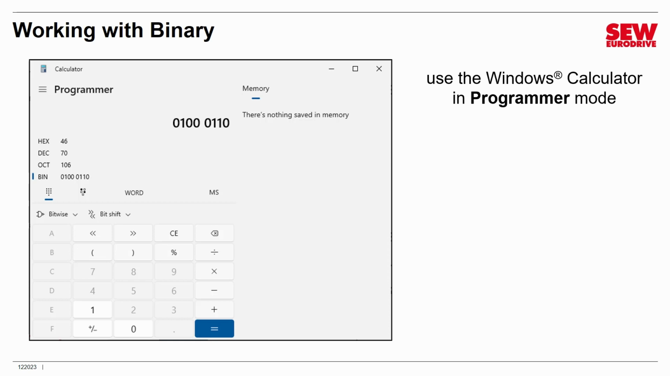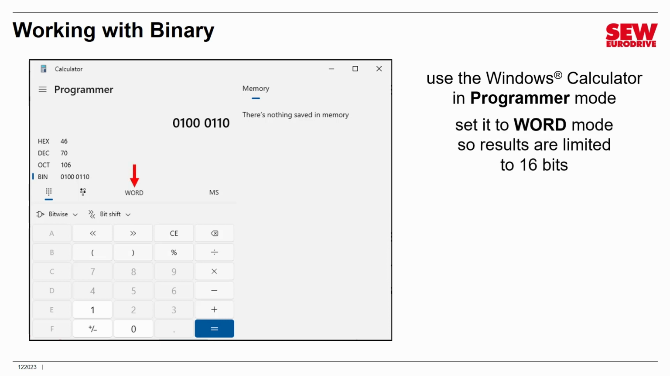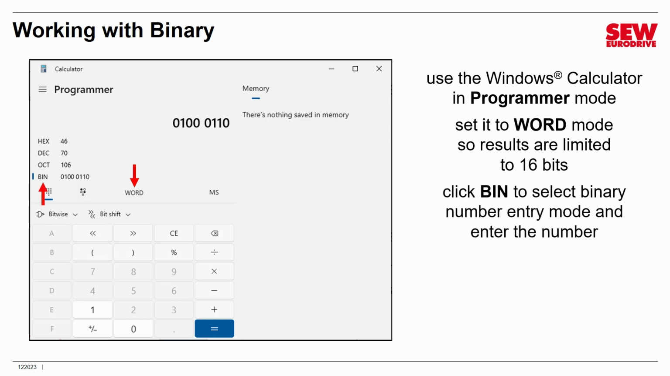So if we want to take a binary number and convert it to hexadecimal, here's what you do. First of all, you click here until it changes to Word. That will limit your results to 16 bits, which is the size of a processed data word. So change the calculator to Word mode. Then click Bin to put it in binary mode, and then enter the binary number. Enter the zeros and ones, and the hexadecimal value will be right here. So if I put in 0100, 0110, that turns into hexadecimal 46.